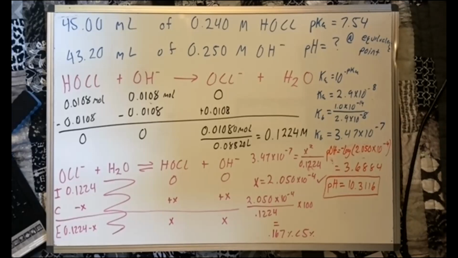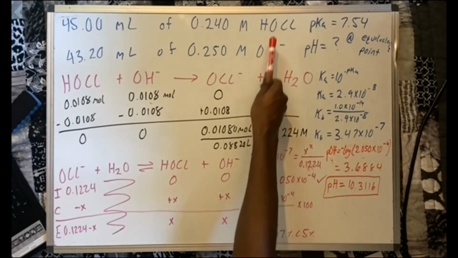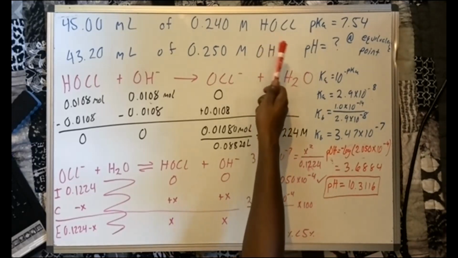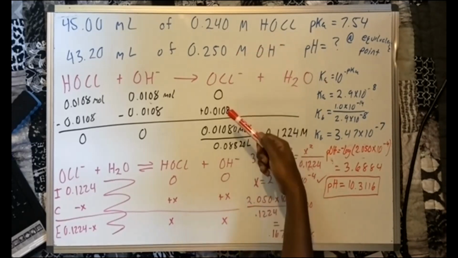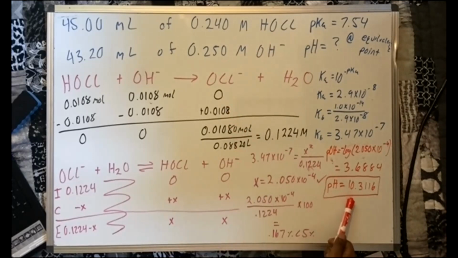Okay, here's a sanity check. That's a basic pH, right? And we are adding a strong base to a weak acid. Since we're adding a strong base, you would expect it to pull the equivalence point more towards the basic side. So that makes sense. Done. Questions?